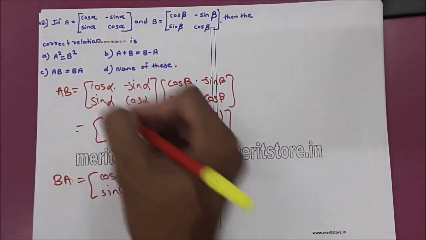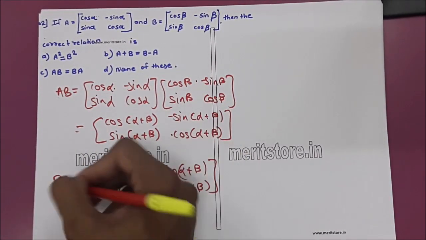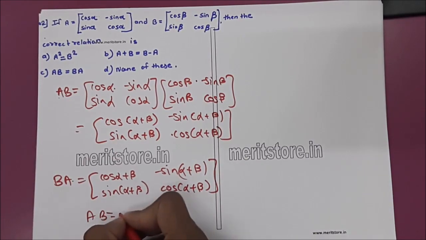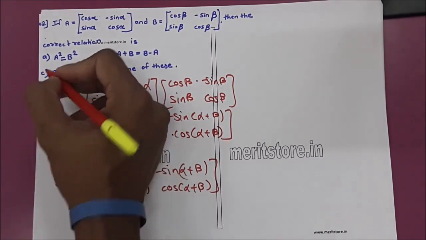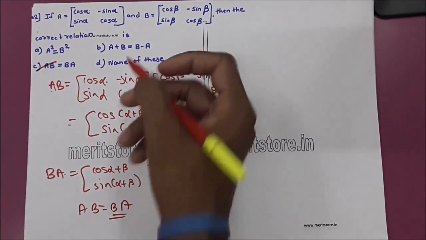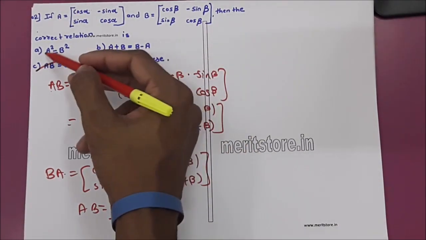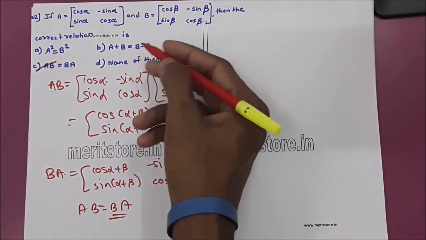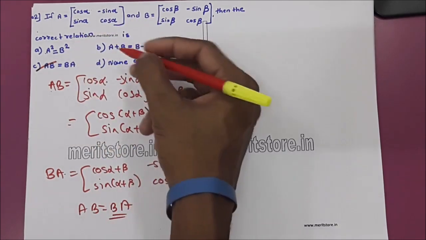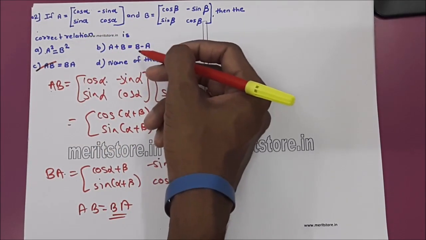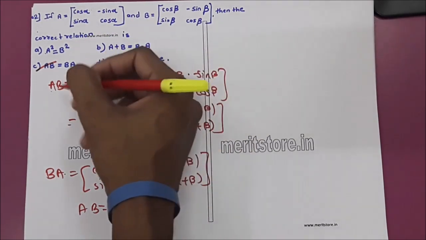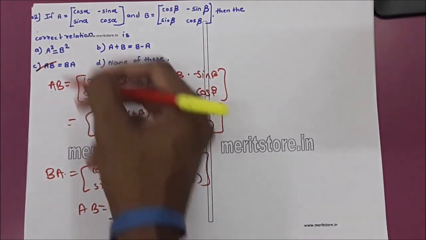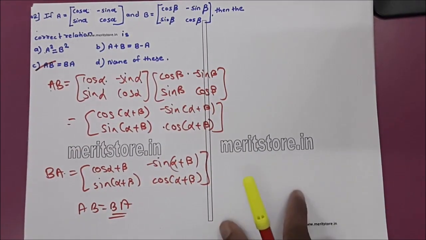So therefore we can see that the matrices of AB and BA are equal, therefore AB is equal to BA, which is option C. Option C is the correct answer. We can also solve for A and B. If we calculate, we don't get A square is equal to B square, or A plus B equal to B minus A. So we calculate for AB and BA, we get C. Therefore option C is the correct answer.